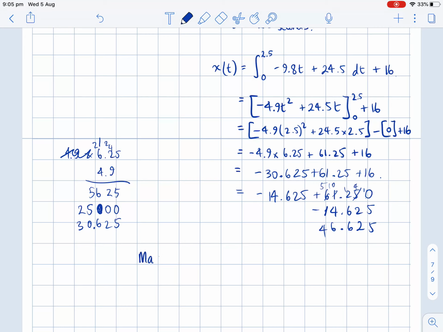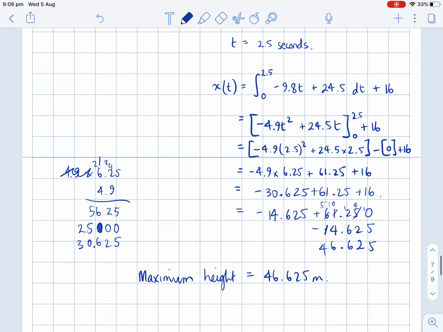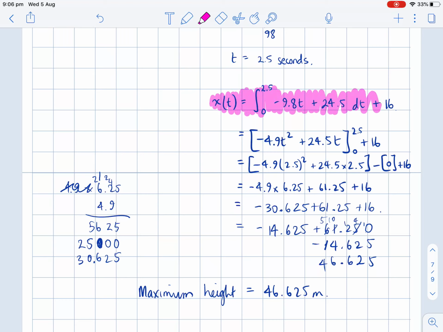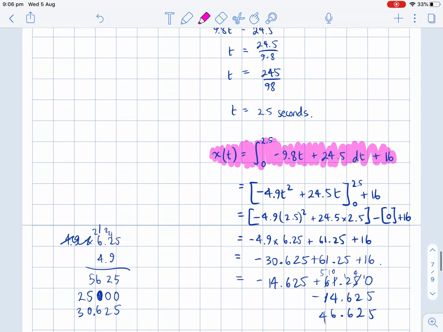So the maximum height equals 46.625 meters above the ground. And we got some fun maths there without a calculator. Obviously you would probably go straight back up to this step here, and you would type that directly into your CAS to get an answer in one step.